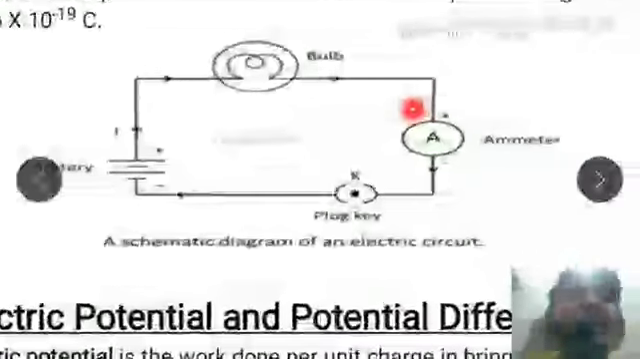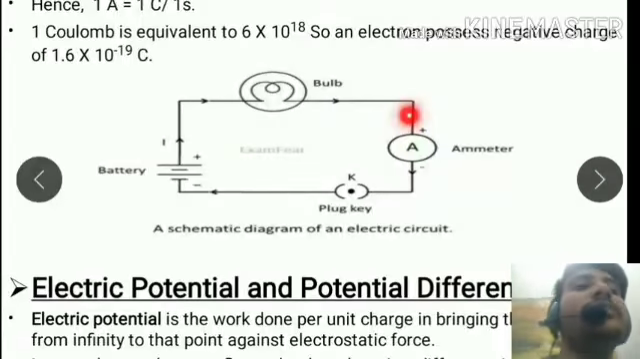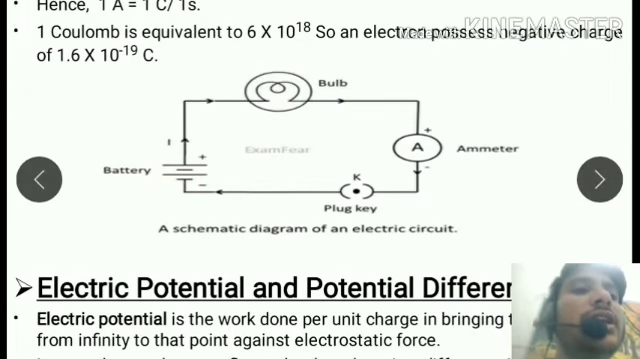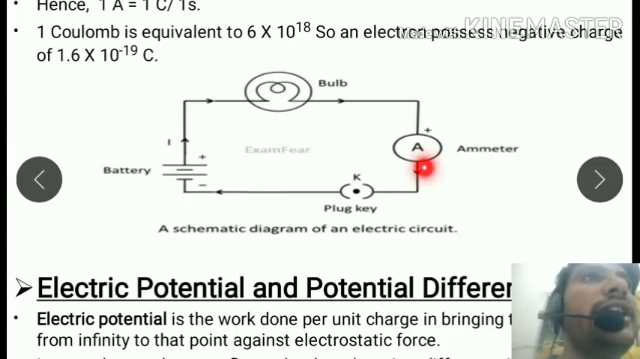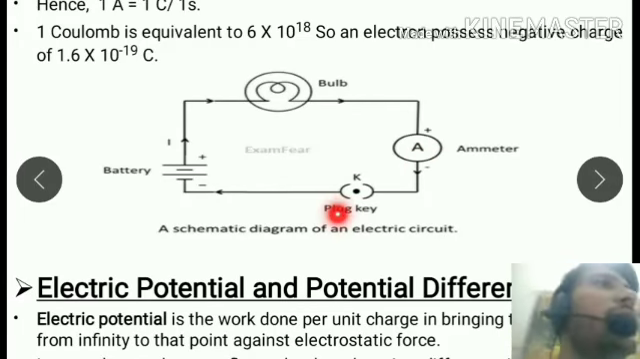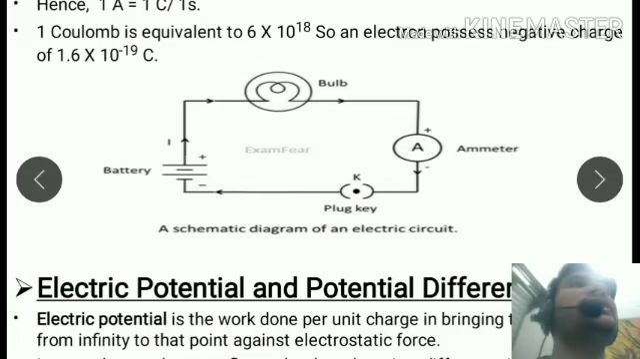This is the circuit diagram. This is the battery, this is the bulb, and this is the ammeter that is connected in series combination. This is the plug, or you can say key. Okay, this is the circuit diagram.